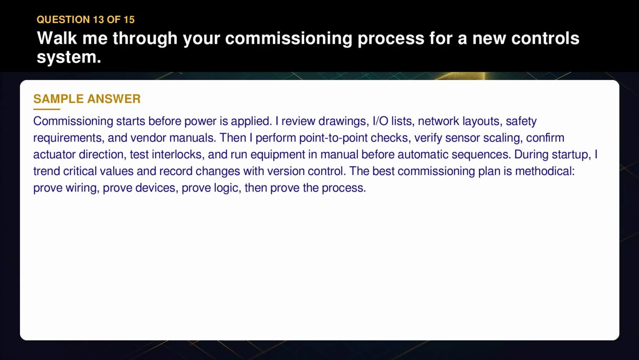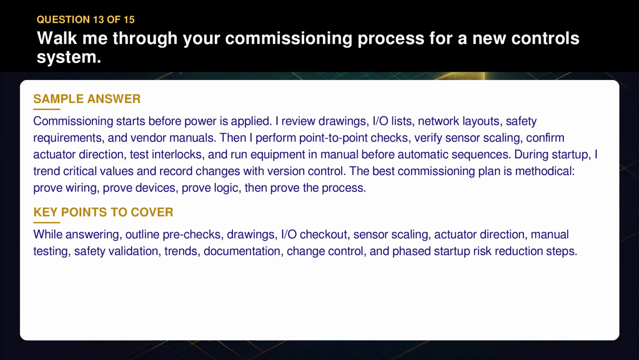sequences. During startup, I trend critical values and record changes with version control. The best commissioning plan is methodical. Prove wiring, prove devices, prove logic, then prove the process. While answering, outline pre-checks, drawings, I/O checkout, sensor scaling, actuator direction, manual testing, safety validation, trends, documentation, change control, and phased startup risk reduction steps.